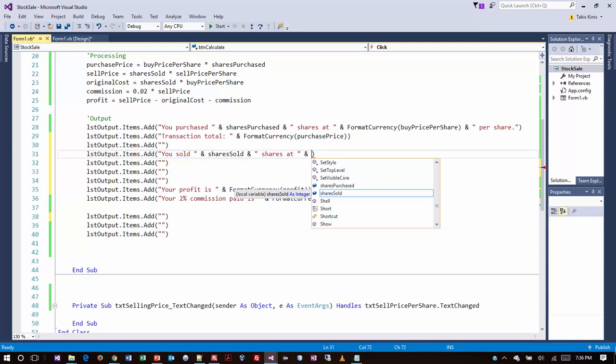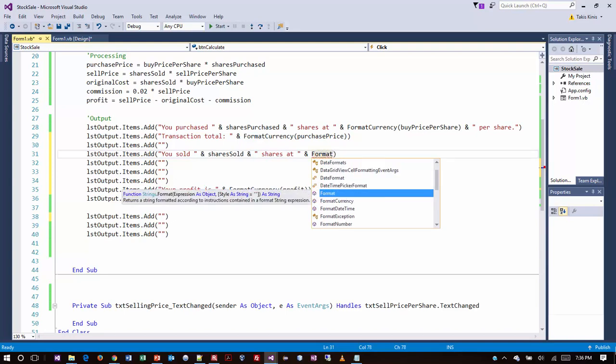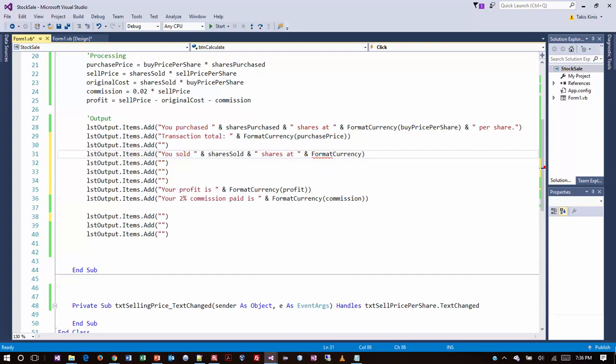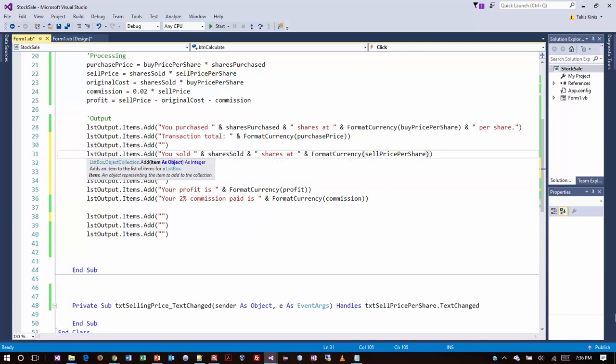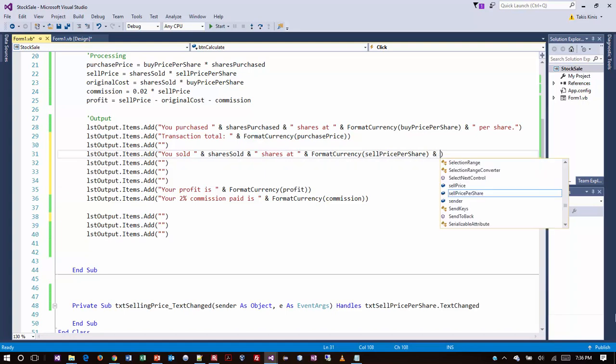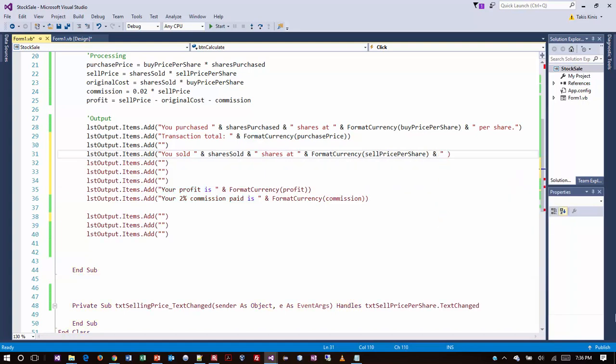But then I'm also going to list the selling price. And we'll probably use a format currency there, I would think, right? Since that's going to be a numeric value. And then inside the parentheses, looking right here at my variable name, sell price per share. After that closing parenthesis, but before the final one, put another ampersand and just copy what I did before, per share.